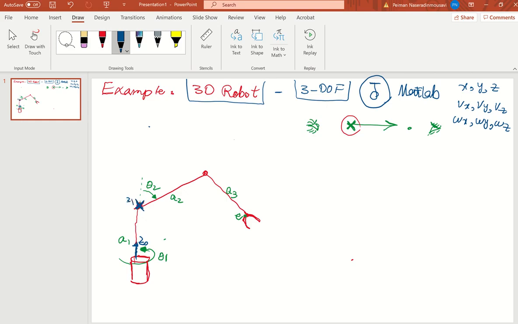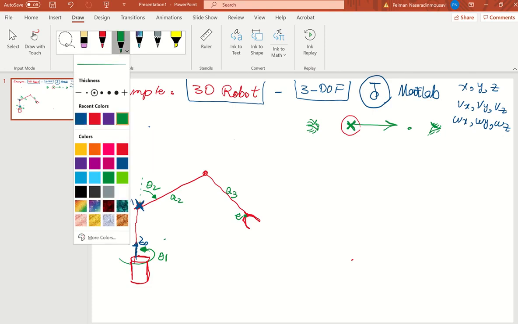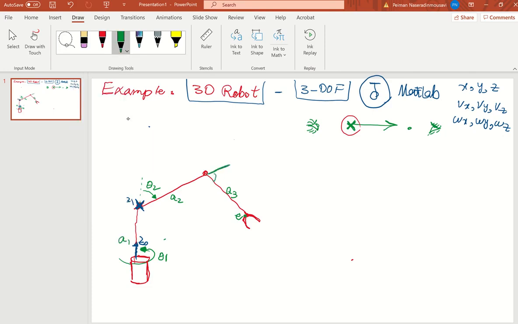That's right, going inside. The other rotation in this 3D robot is this, theta 3. Again, in this direction, your thumb goes inside the page, and the other 4 fingers show the direction of rotation. So in this robot, this is going to be Z2.